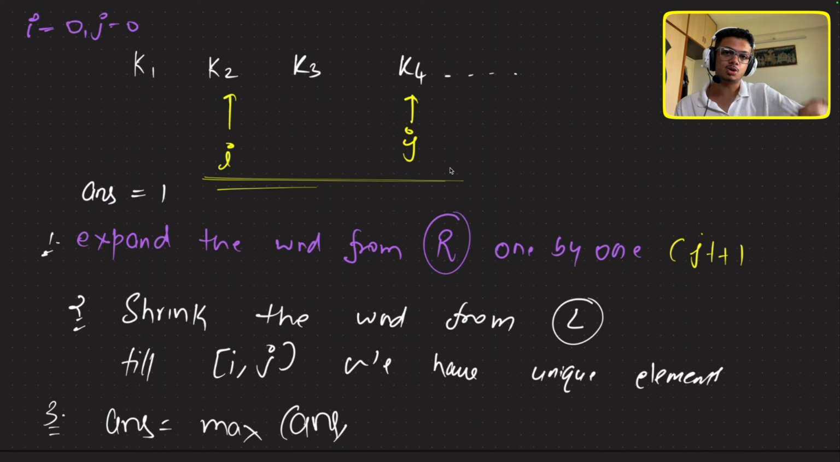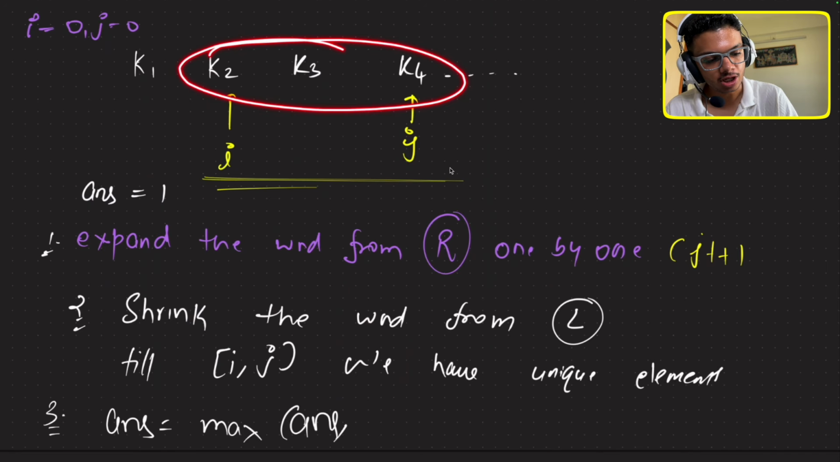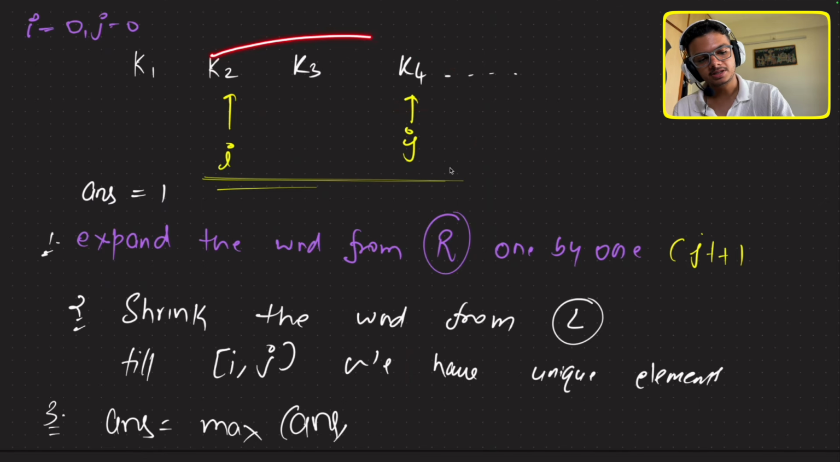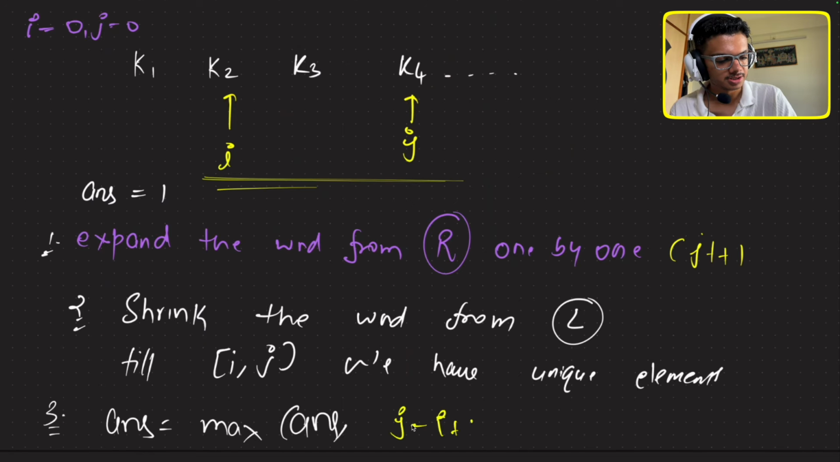Like, what is the longest subarray ending at index 4 with unique elements? It's simply whatever number of elements you have here, that is j minus i plus 1. Or simply, if you are keeping track using a map or a set, you can simply take its size. We are not talking about implementation as of now, but that's what you have to do. So maybe you can just say j minus i plus 1.